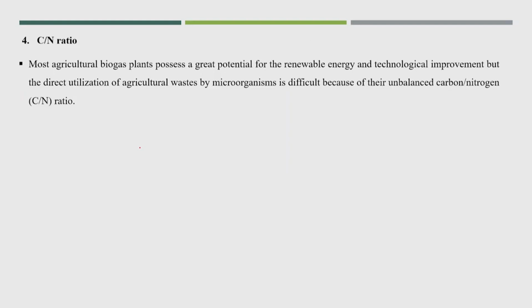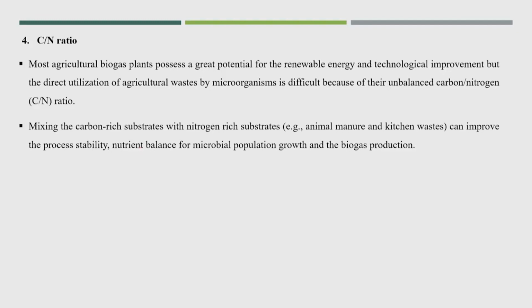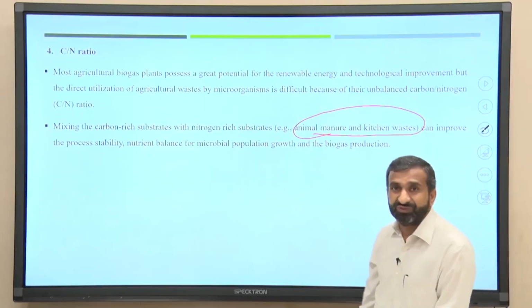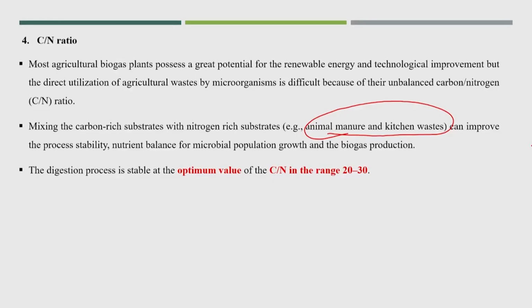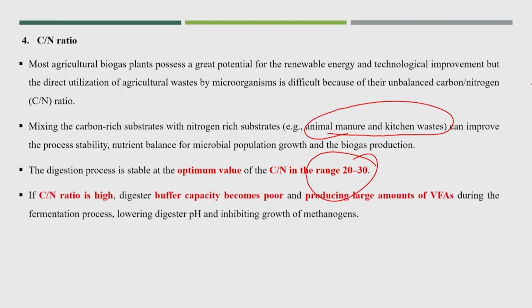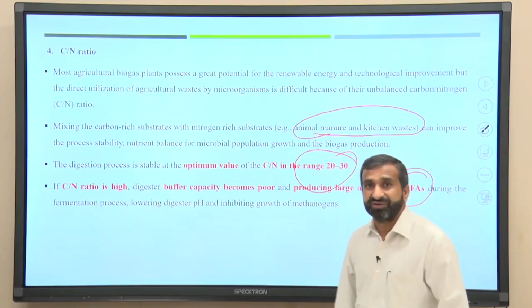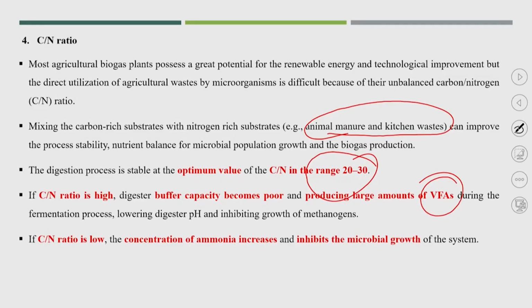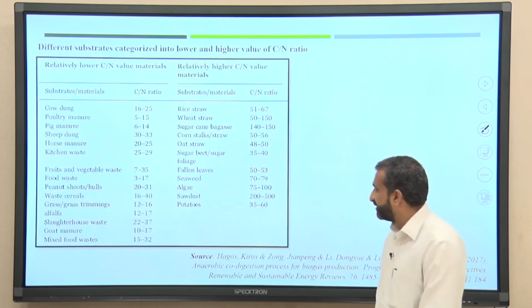Next is the carbon to nitrogen ratio. This is important for the degradation process. Mixing carbon rich substrate with nitrogen rich substrate, like animal manure and kitchen waste, is more beneficial to maintain the proper carbon to nitrogen ratio. Normally, the optimum range of carbon to nitrogen ratio is 20 to 30, which is good for methane production. If the carbon to nitrogen ratio is high, there could be a possibility of producing a large amount of volatile fatty acids, which are inhibitory for biogas production. And if the C/N ratio is low, more ammonia could be produced, which is also inhibitory for biogas production.